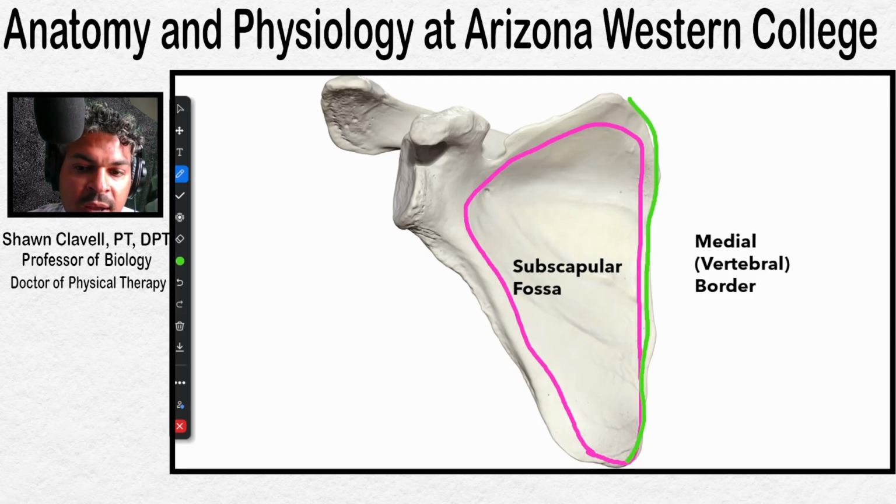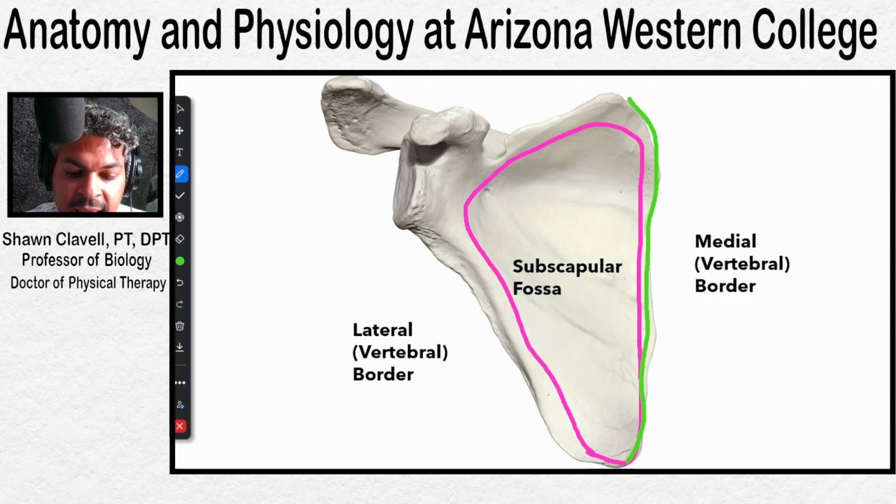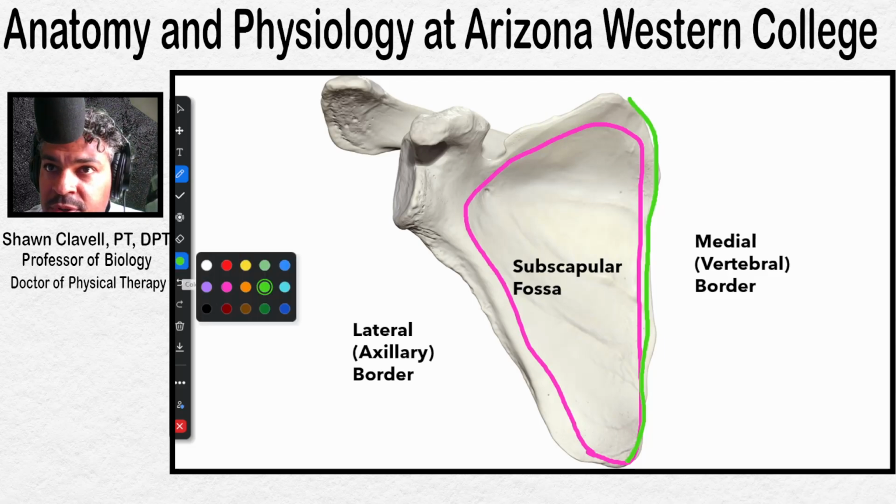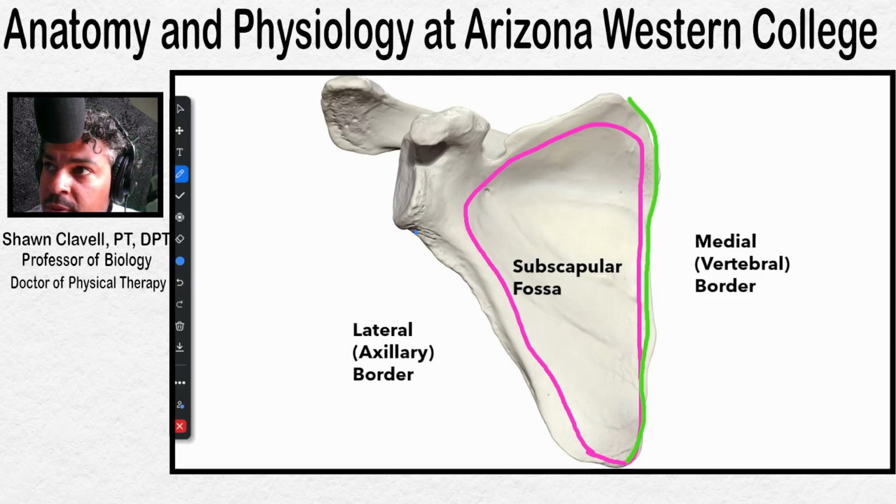And then on the opposite side, you have what might be known as the lateral or axillary borders. So this side we have the lateral, often referred to as the axillary border, because again, that's associated with the armpit. That's this portion right here, blue.